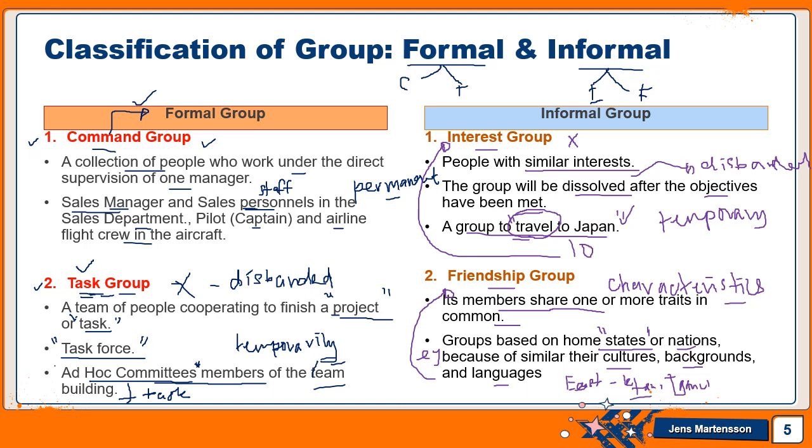Those who come from Kelantan, let's have a group, a WhatsApp group, let's say. So that group we call a friendship group because most of you share the same characteristics. So a friendship group is a permanent group because you are comfortable together because you share the same characteristic. So one is permanent, one is temporary.